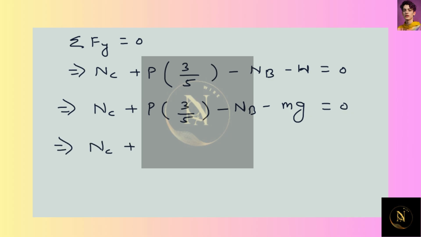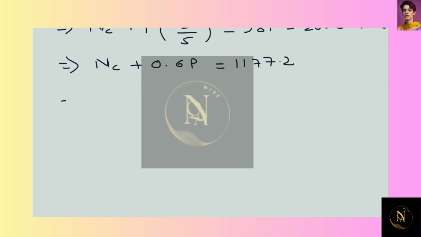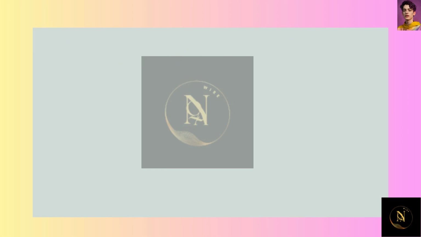Going further, NC plus P 3 by 5 minus 981 minus 20 into 9.81 is equal to 0. So NC plus 0.6 P is equal to 1177.2. Now we can write NC is equal to 1177.2 minus 0.6 P.